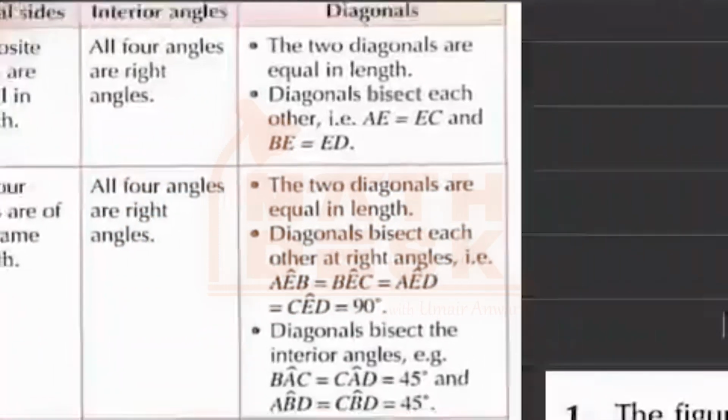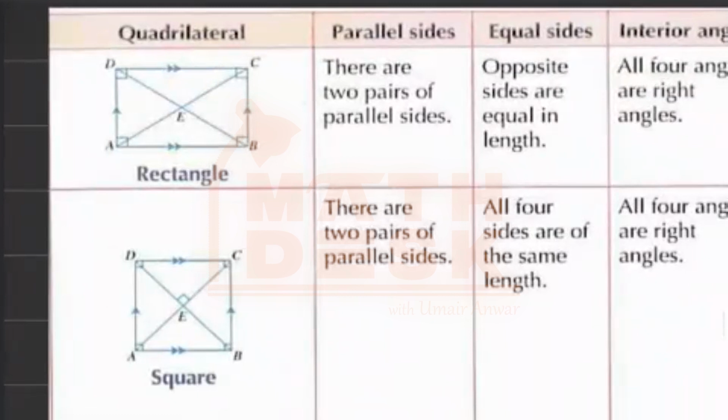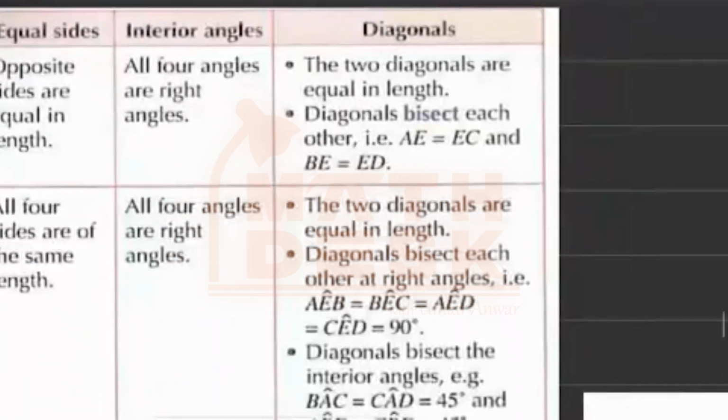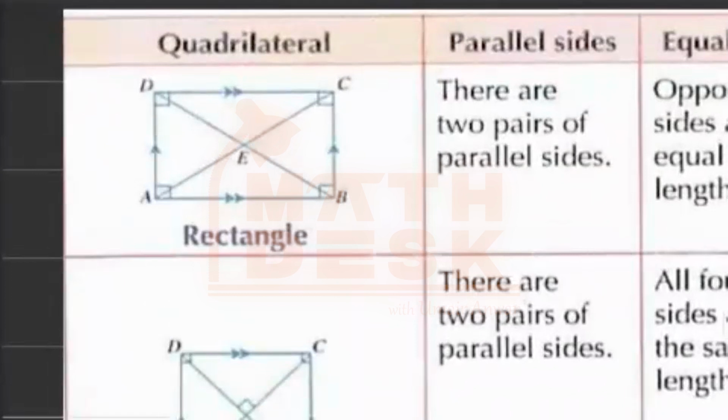The two diagonals are equal in length. A diagonal is a line which is made by joining two opposite vertices. For example, BD and AC are the diagonals of this rectangle. Diagonals bisect each other. So basically, when the diagonals intersect each other at a point, this point breaks this diagonal into two halves. And the same is the case with the other one also.